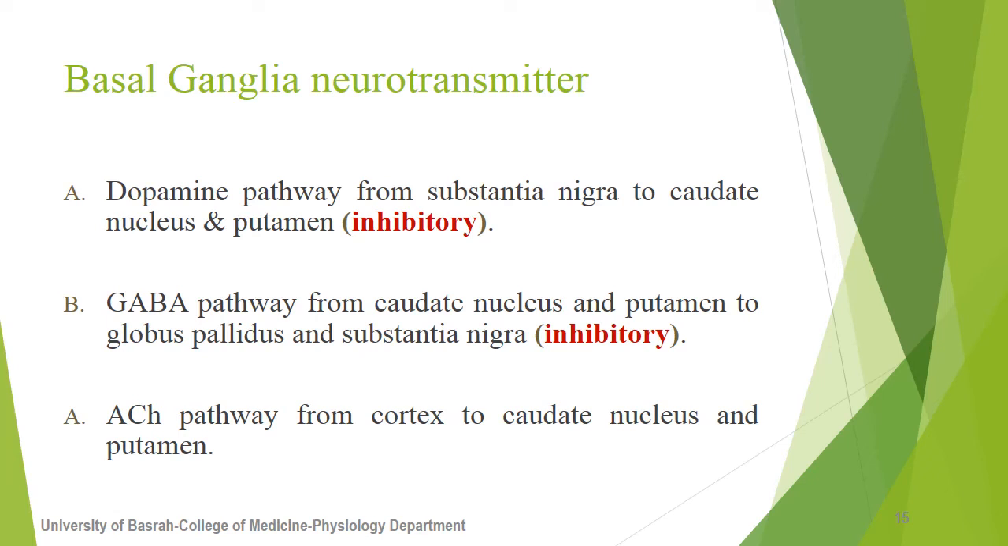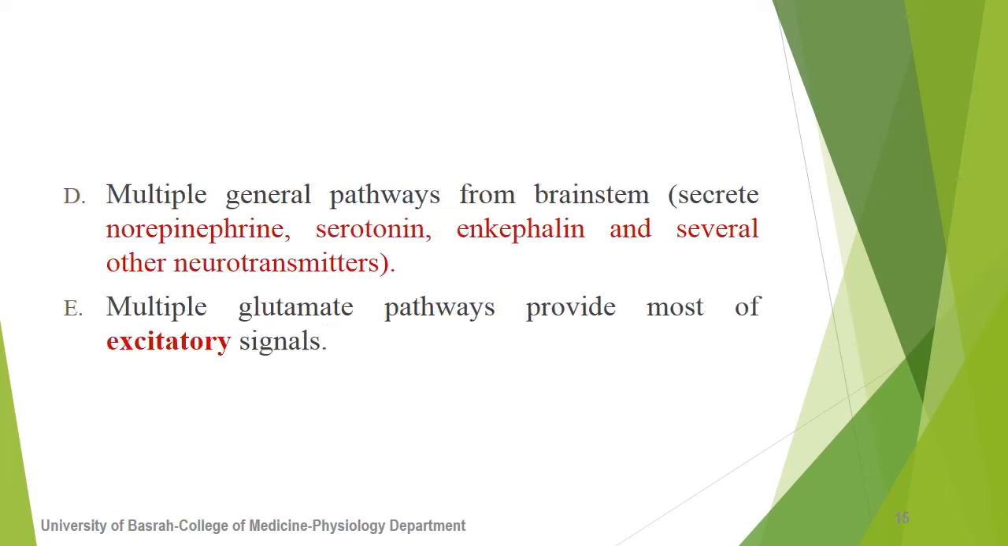So it's from the caudate, putamen to globus pallidus and to substantia nigra. This is inhibitory again. We have acetylcholine, which you already know. It is secreted from the cortex, in the pathway from the cortex to the caudate nucleus and putamen. This is an excitatory one, so it excites the function.